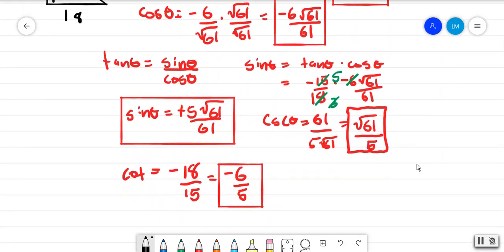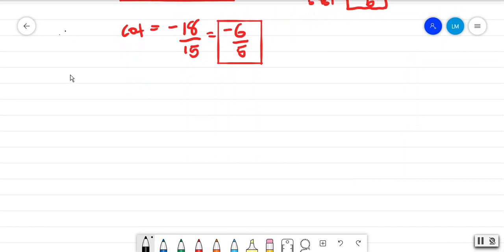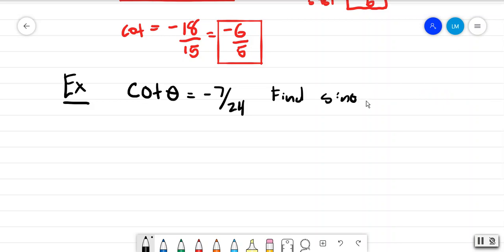Now, one thing though that we can look at next is the following. So for example, what if you happen to know that cotangent of theta is equal to -7 over 24. Now, in this sense, if I wanted to find any other trigonometric functions, basically we're going to have to go through a process of knowing where the functions are with respect to the quadrants.